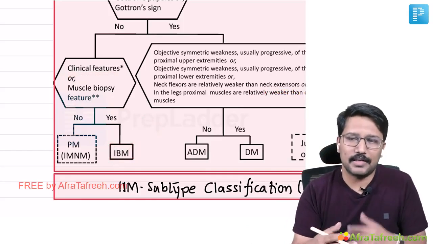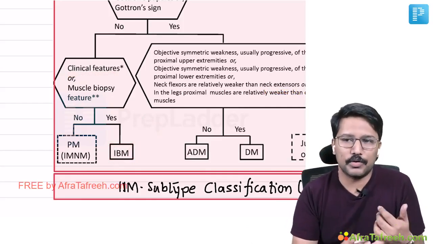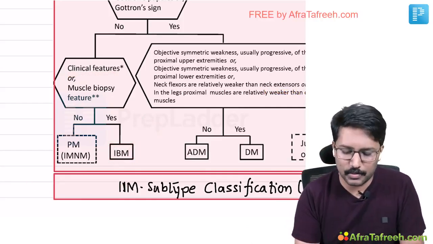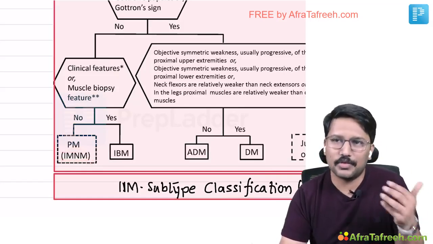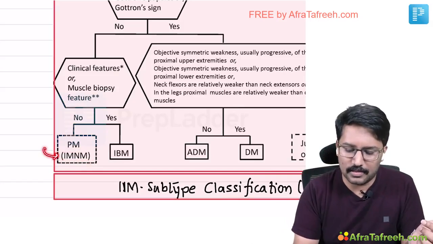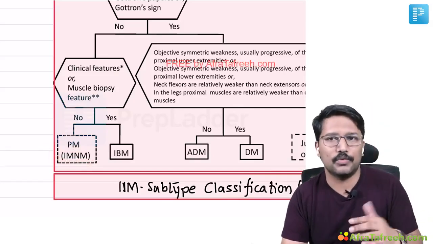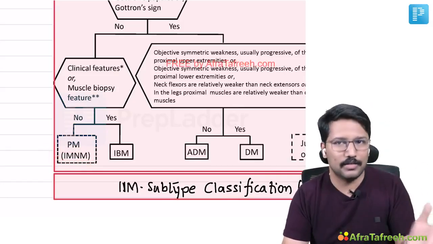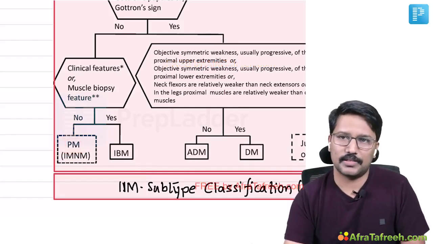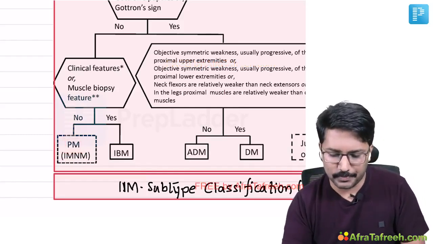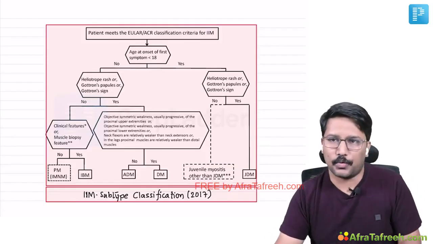On the other hand, clinical features might point you to think of polymyositis or immune-mediated necrotizing myositis. Based on what? Based on the history of exposure to a drug, you will be considering IMNM. Or if it is someone who has presented under 50, an adult, not a pediatric age group, and you don't have skin features, then obviously you will be considering polymyositis as your diagnosis. Okay, so that is the approach.